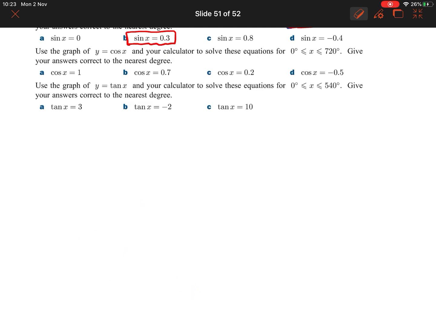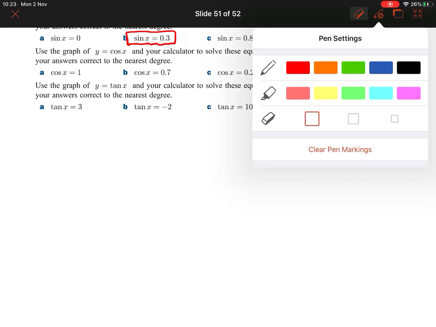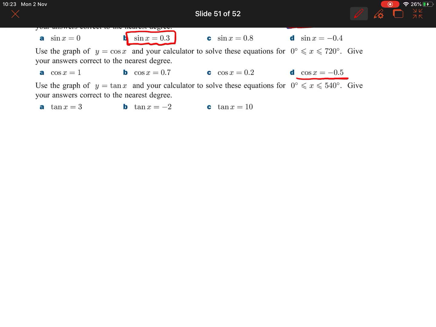Let's just do a couple more examples. Let's do cosine. I'm not going to do all of them, so let's do this one. Cosine of x is equal to minus 0.5. Again, use your calculator. Do shift cosine of minus 0.5. Your calculator will tell you that that is 120 degrees.